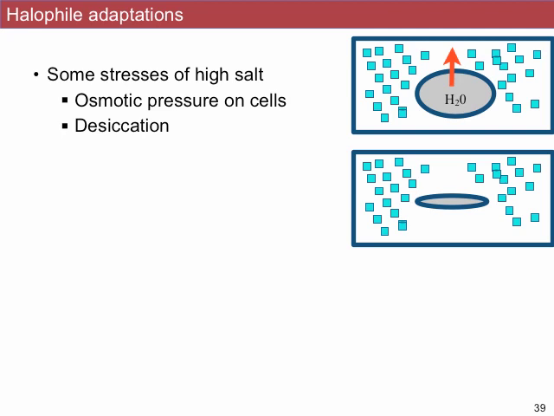And what happens is basically, here's just a cartoon of a cell, and you put it in an environment, these are supposed to represent salt ions, you know, sodium, potassium, whatever. The water inside the cell will try to leave the cell to balance the osmotic gradient of having these high ion concentrations outside the cell. And the cell will basically desiccate. It will lose its water. Many cells do not like that and die.